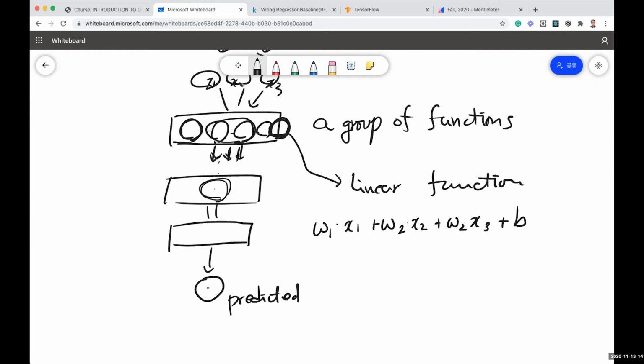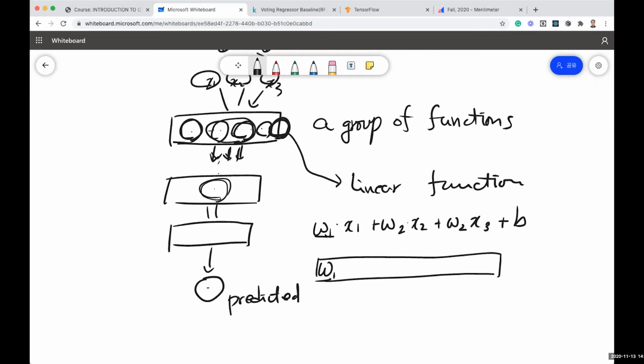And since there can be many nodes inside just one layer, another node also has another linear function. So it has the same structure, but the difference is the weight. So even though I write it as W1 and W1 here, these two are different.